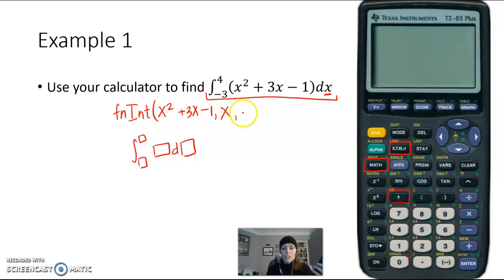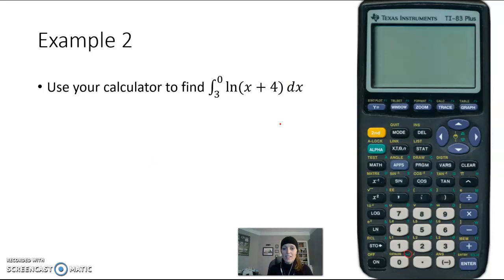And then we're telling our calculator to go from -3. Make sure you use the negative button and not the subtraction symbol. If you use subtraction, it's going to give you a syntax error. Okay, so we're going to use -3. We're going to put another comma. And then we're going to put our upper bound, which is 4. Okay, and once we're done there, you can close parentheses if you want. It doesn't matter if you don't. And you press enter, and by pressing enter, you're going to get a final answer of 33.83 repeating.